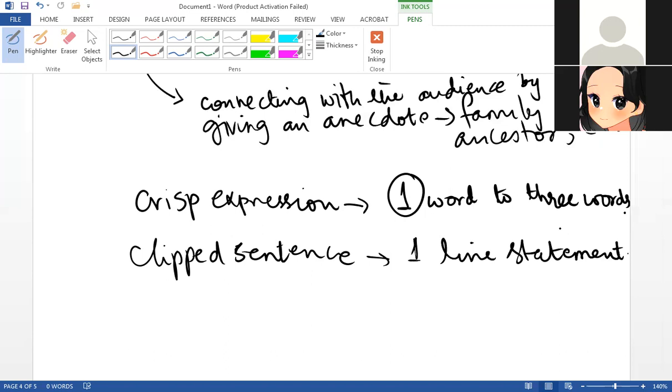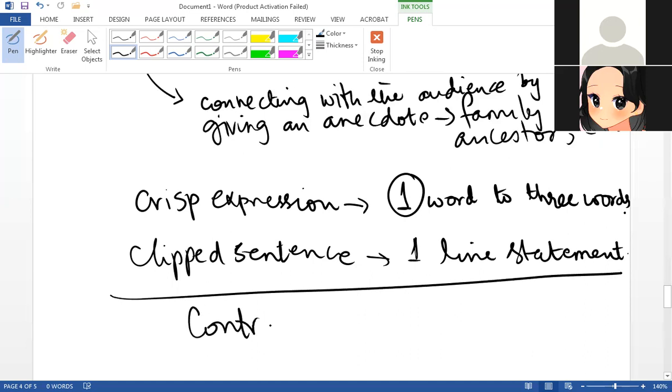I'm going to give you some more examples in the real context so that you have more idea how you can understand crisp expression and clipped sentence. And when you're using it or identifying it, it is so satisfying because you're reaching the height of a professional writer.